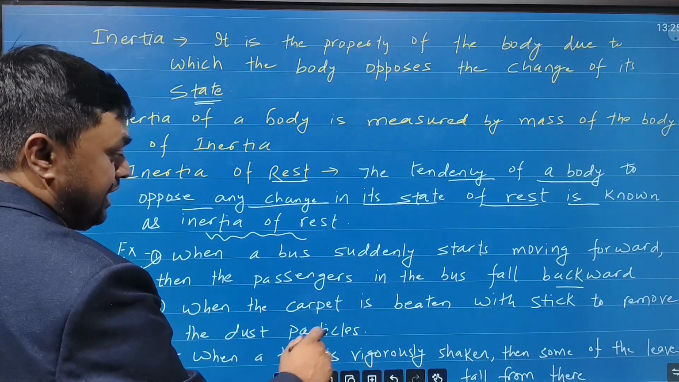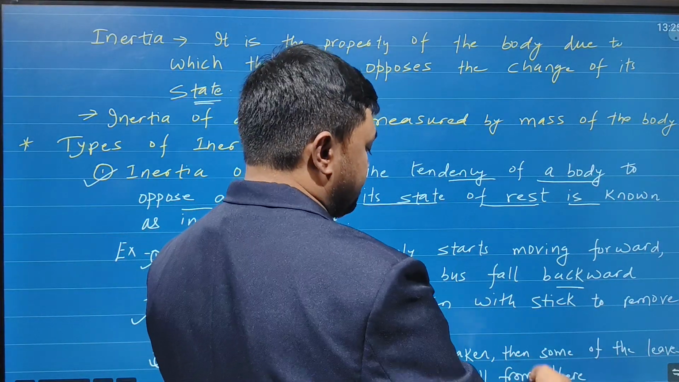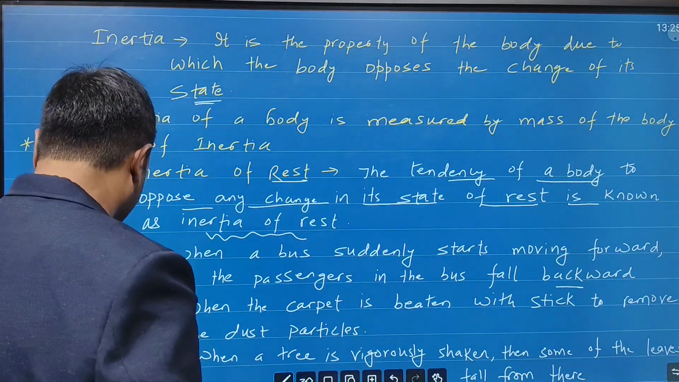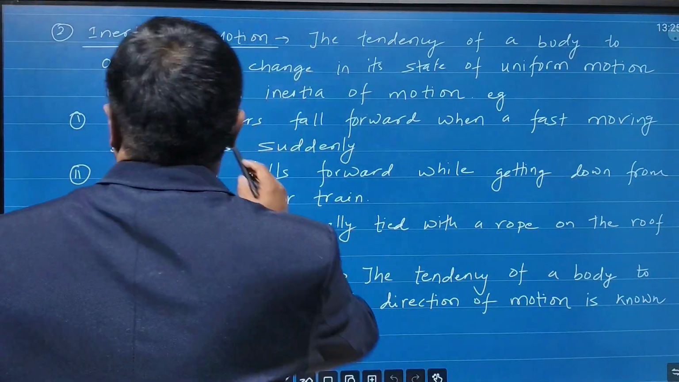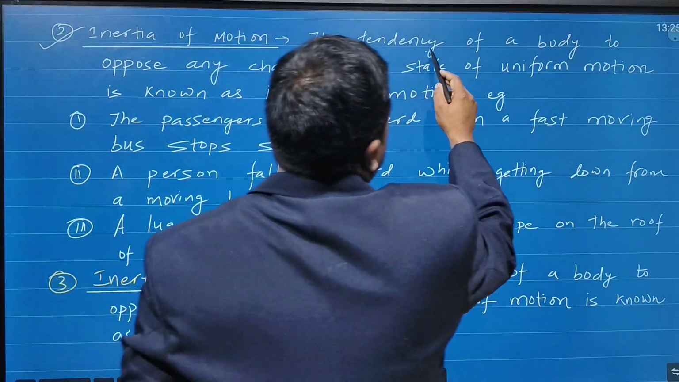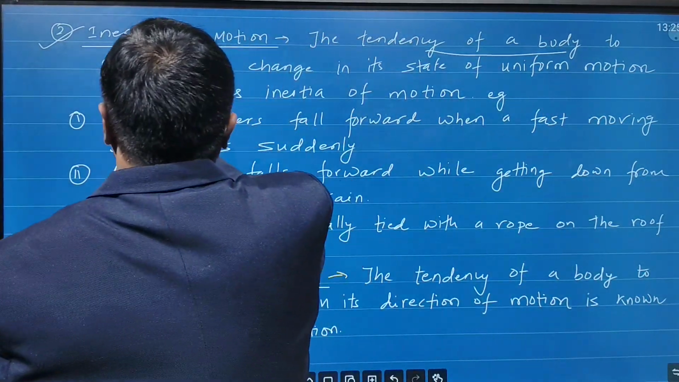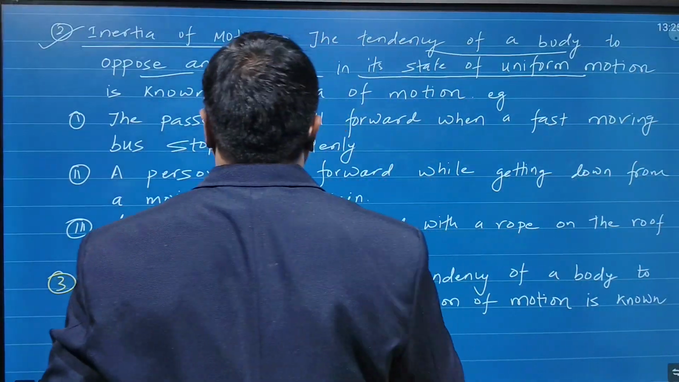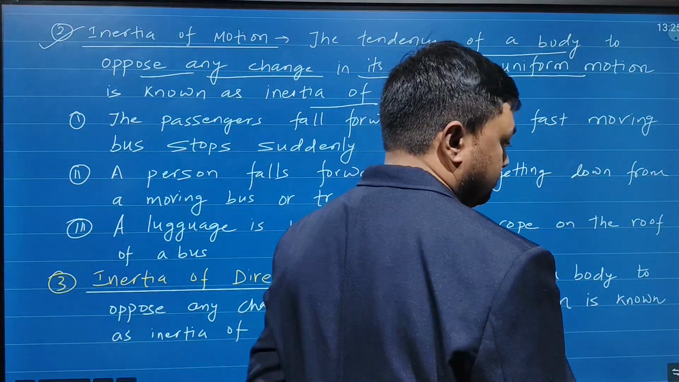and when a tree is vigorously shaken, some of the leaves fall from it. These are examples of inertia of rest. Next, inertia of motion. The tendency of a body to oppose any change in its state of uniform motion is known as inertia of motion.